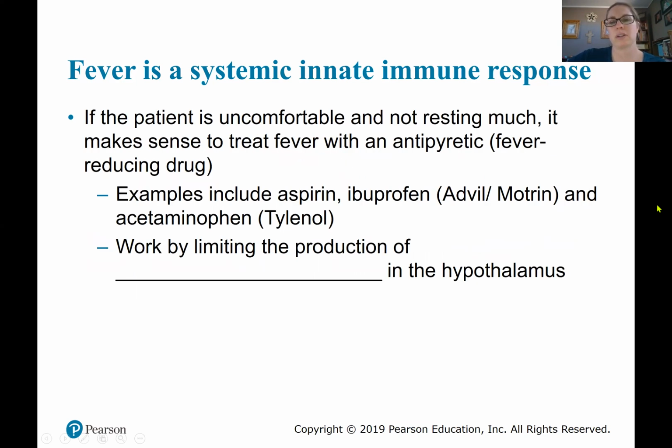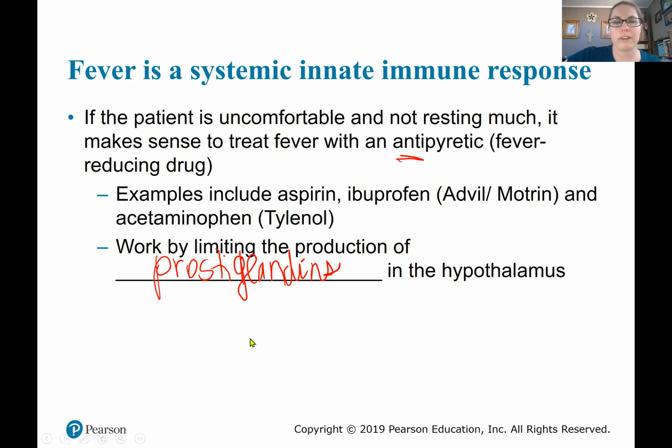Okay, if the patient is uncomfortable, not resting, there are antipyretic, or fever-reducing, drugs like aspirin, ibuprofen, and acetaminophen, and these work by limiting the production of prostaglandins in the body that are going to help prevent that fever from occurring, or bring that fever back down.